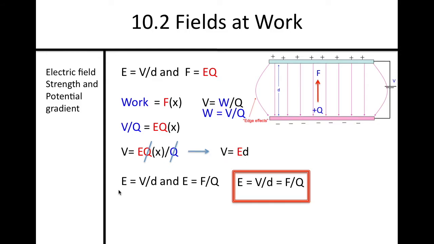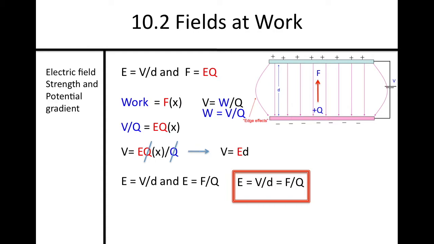When we solve for E, we get E equals V divided by d, and we also know that the electric field strength is equivalent to F divided by Q. So therefore, we have this equation here, which is E equaling V divided by d and equaling F divided by Q. This shows us how electric field strength can be written and calculated in two different ways.